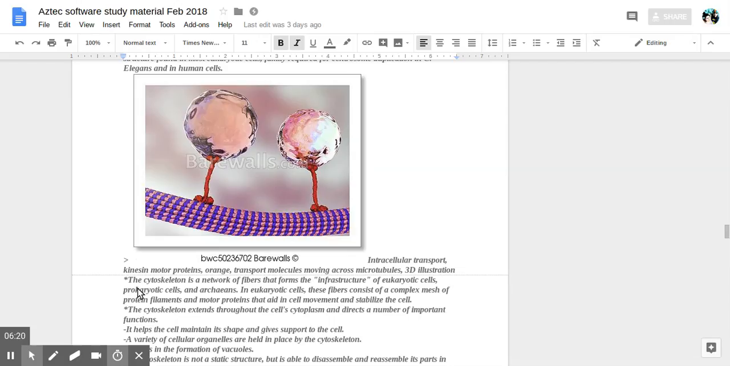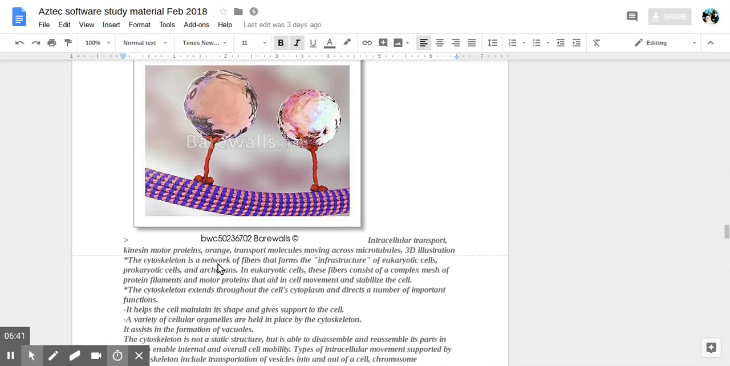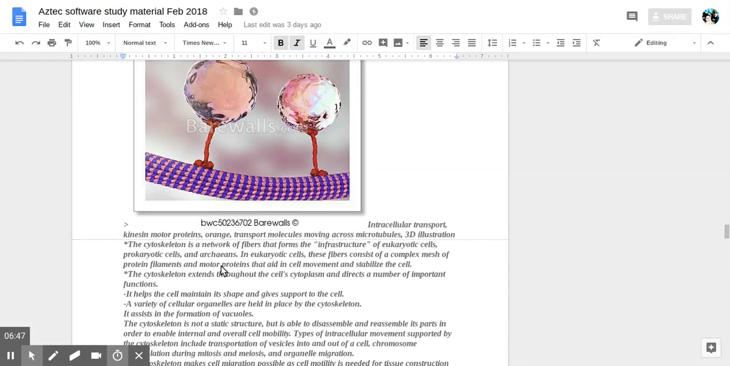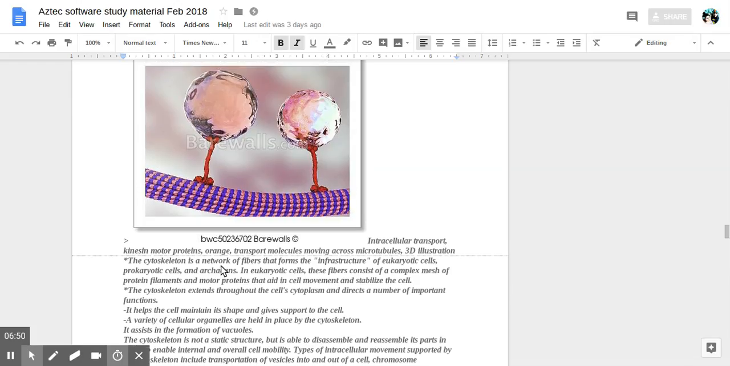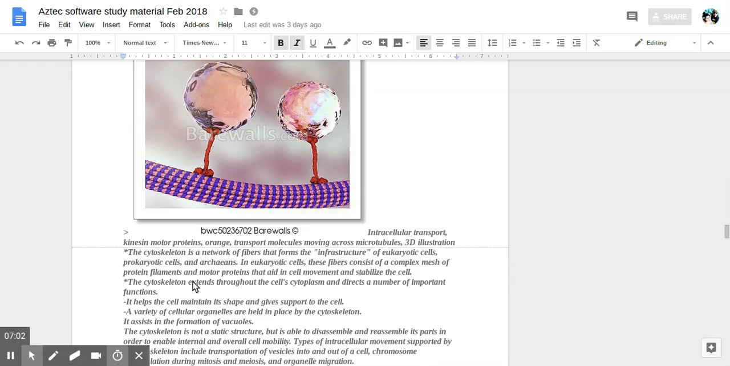The infrastructure of eukaryotic cells, prokaryotic cells, and archaeans is made of this cytoskeleton. In eukaryotic cells, fibers consist of a complex mesh of protein filaments and motor proteins that aid in cell movement and stabilize the cell. The cytoskeleton extends through the cell cytoplasm and directs a number of important functions, such as helping the cell maintain its shape and giving support to the cell. A variety of cellular organelles are held in place by the cytoskeleton. It assists in the formation of vacuoles as well.